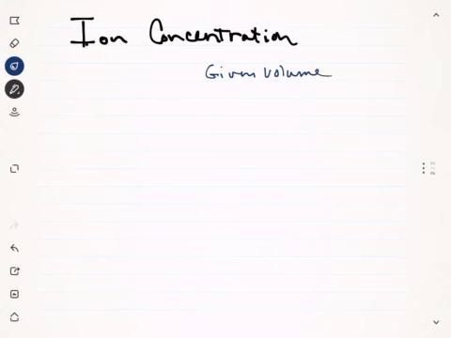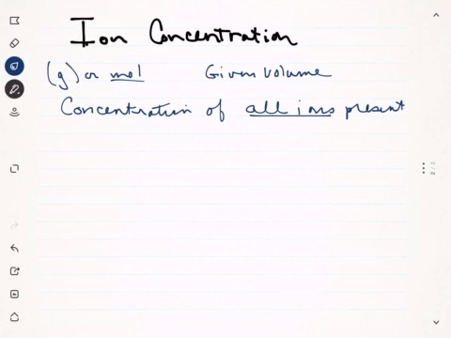We are going to be asked to solve for the concentration, so we'll be doing this in molarity. The way this problem puts it is concentration of all ions present. We're told that each one of the substances we're going to be dealing with is a strong electrolyte, which means it dissociates completely. So these are going to be simple calculations.